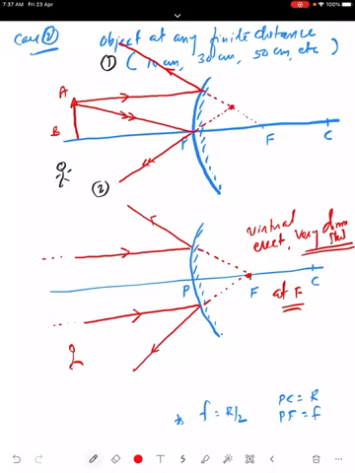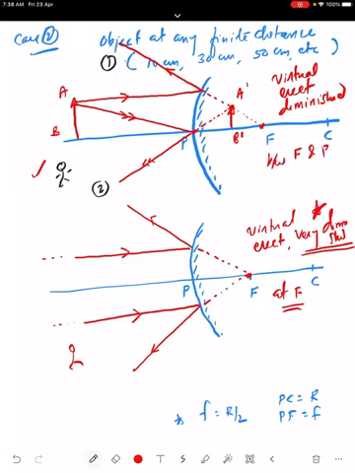So, for somebody standing here on the left side, rays 1 and 2 after reflection appear to come from this point. This point is A dash. So, we get here A dash, B dash, the image formed. It's again a virtual image, erect. But it is not very diminished as in the case of the first case. It is a diminished image, but not very diminished. And where is the location? It is formed between F and P.